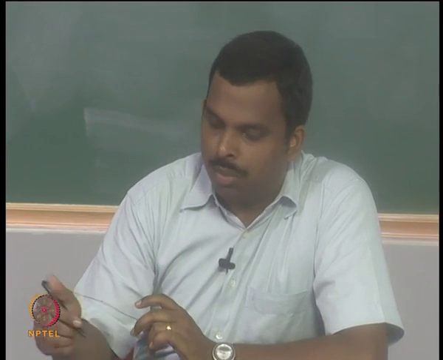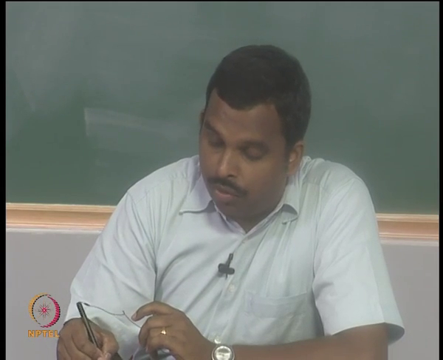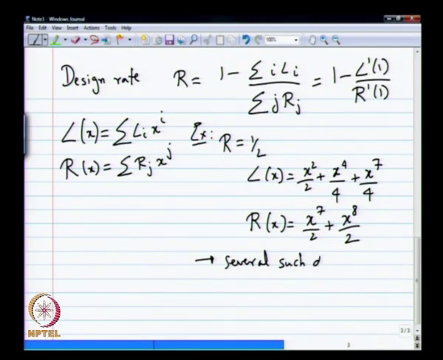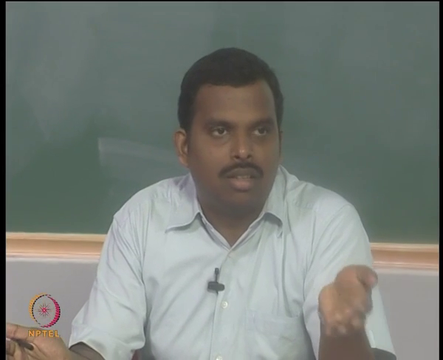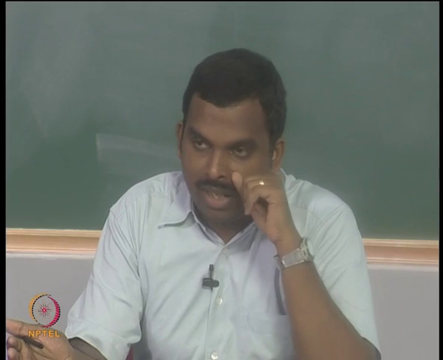So, this was just one such degree distribution. Several such degree distributions are possible for a given design rate R, okay. So, this increases your pool of candidate codes and candidate ensembles, so to speak. It is not codes, right. So, when I say codes, always remember when I say LDPC codes, it is just an ensemble. When I fix the degree distribution, the code never gets fixed, okay. So, you have to pick a random member, a random matrix, from the ensemble, okay.